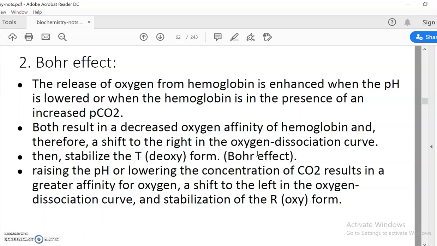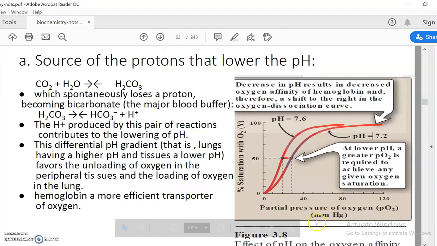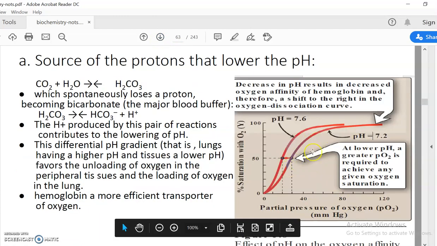Raising the pH or lowering the concentration of CO2 results in greater affinity for oxygen, and it will shift to the left in the oxygen dissociation curve, with stabilization of the R or oxy form of the hemoglobin.